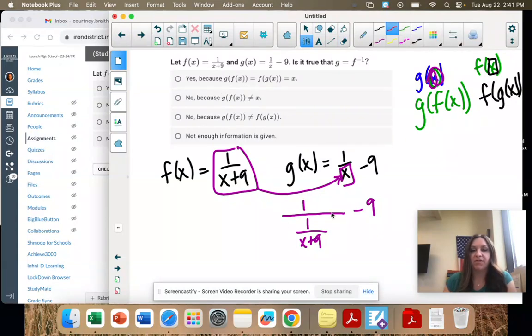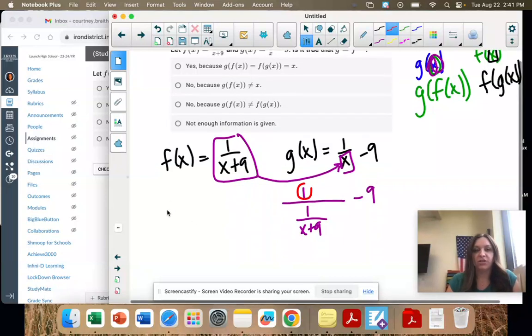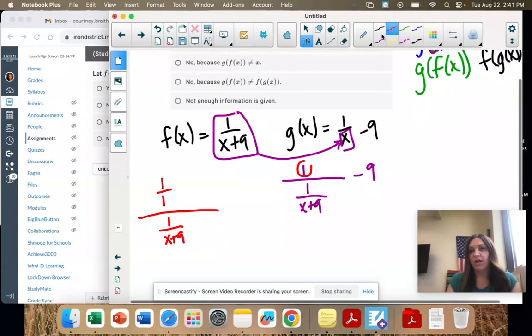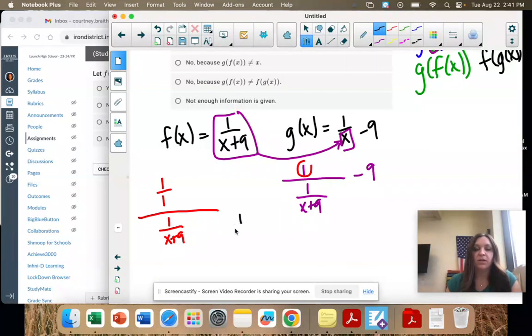We have to simplify this fraction over fraction. So the numerator is 1. It really is a fraction though. It's 1 over 1. And the denominator is 1 over x plus 9. So to remember how to divide fractions, you take the numerator and multiply it by the reciprocal of the denominator. So sometimes we say copy, dot, flip. Maybe you've heard that before.